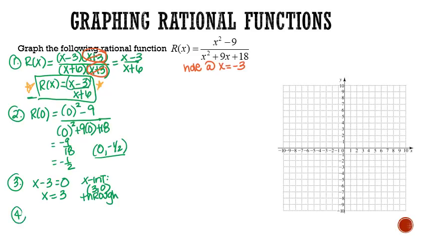Step 4 is to find the vertical asymptotes. A vertical asymptote is found when the denominator of the simplified function equals 0. The denominator is x plus 6, so that will equal 0 when x is -6. So this means that our vertical asymptote is at x equals -6. Again, make sure that you're writing this as an equation of a line.